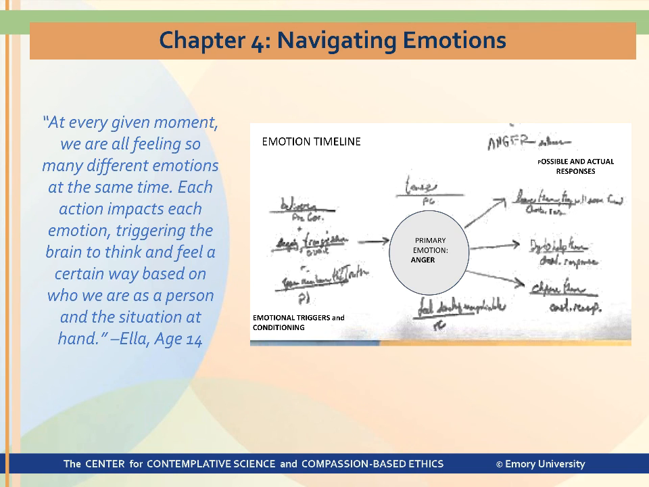Ella, age 14, says, "At every given moment, we are all feeling so many different emotions at the same time. Each action impacts each emotion, triggering the brain to think and feel a certain way based on who we are as a person and the situation at hand." This quote was after Ella had experienced the activity of creating an emotional timeline and the critical insight that she arrived at.